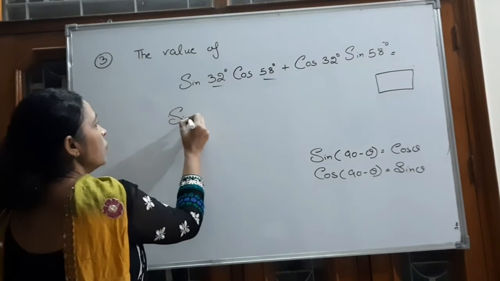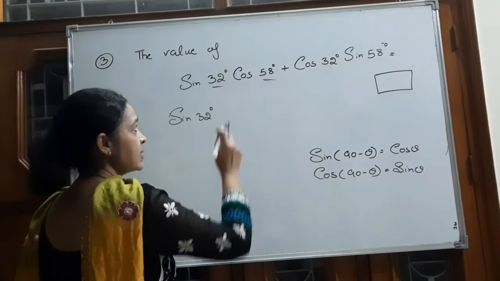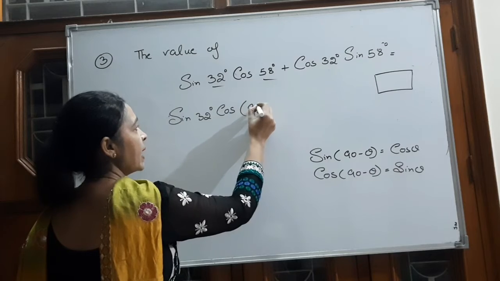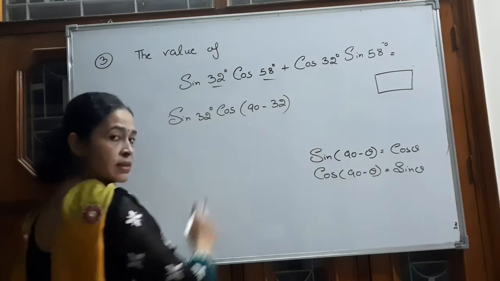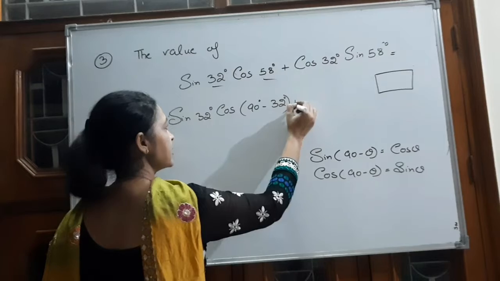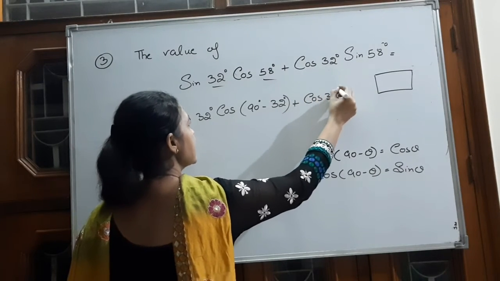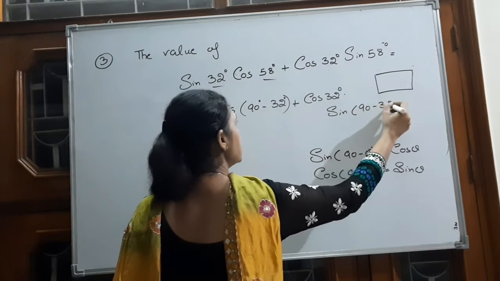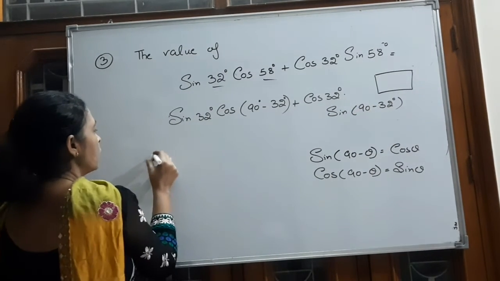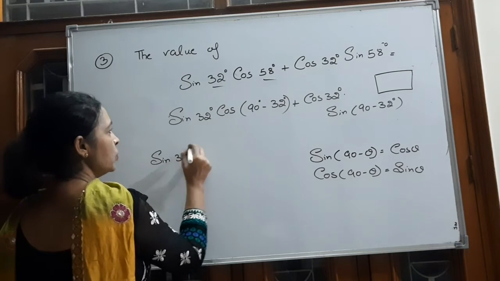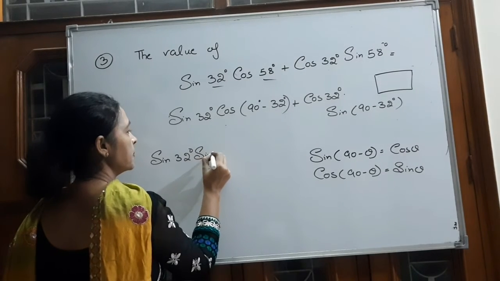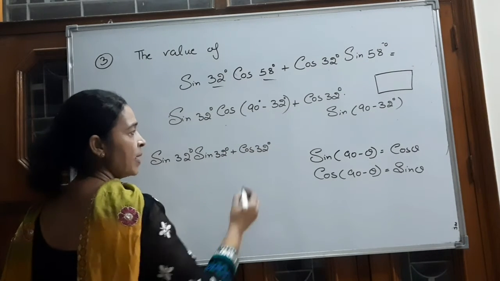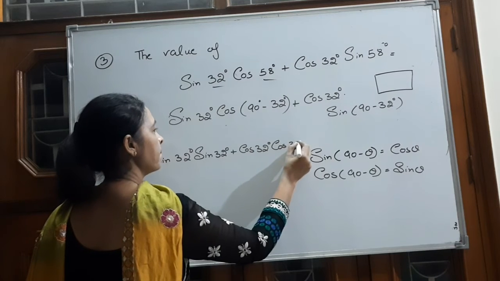Now what we will do? We will write sin 32 degrees as it is, and instead of cos 58, what will we write? 90 minus 32, which is also 58, plus cos 32 degrees as it is, into, instead of sin 58 degrees, we can write sin of 90 minus 32 degrees. Clear? What we get? Sin 32 degrees into cos of 90 minus theta, which is sin theta, plus cos 32 degrees into sin of 90 minus theta, which is cos theta.